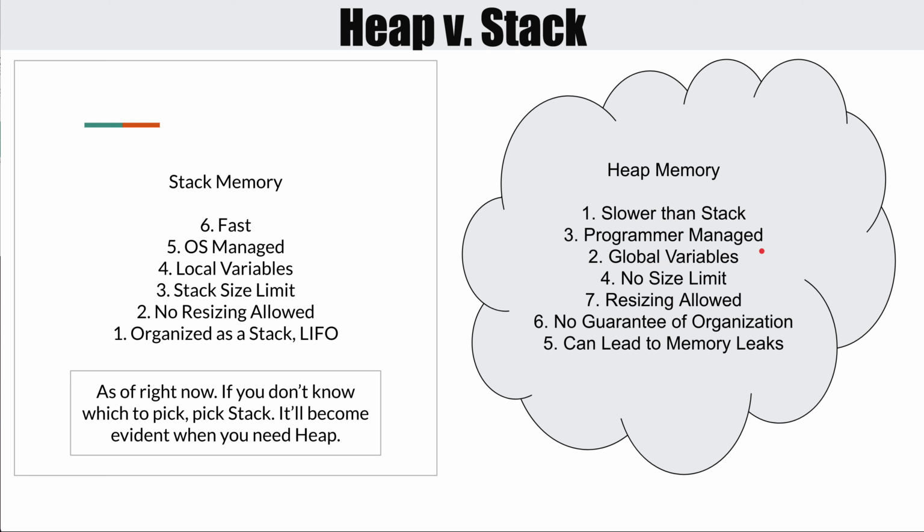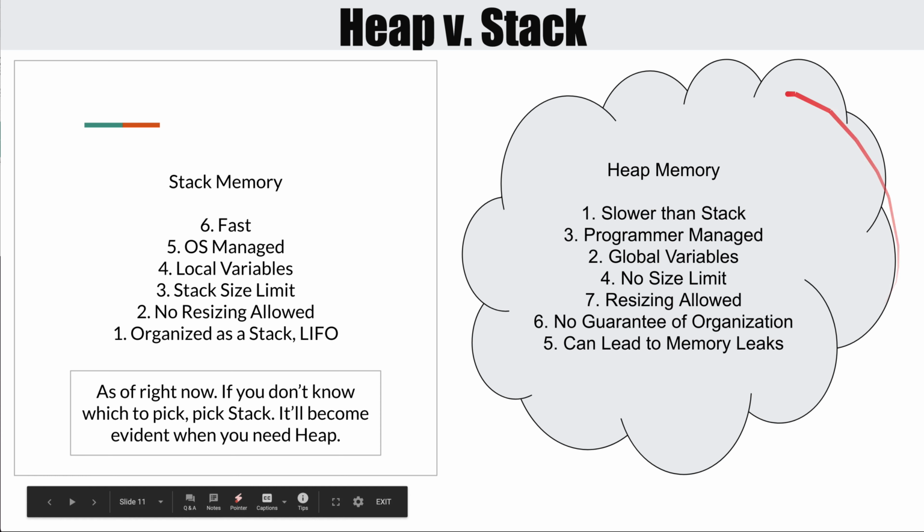Your global variables are generally in the heap. There's no size limit, which means you can get more heap if you need it. Resizing is allowed. There's no organization, which means that there could be a bunch of empty space in between your stuff. And it can lead to memory leaks. And that's very important, because if you don't efficiently manage the stuff that you create in heap, it'll stay alive, okay? Now, generally speaking, it could be deleted by the operating system, but that's not a guarantee, okay?